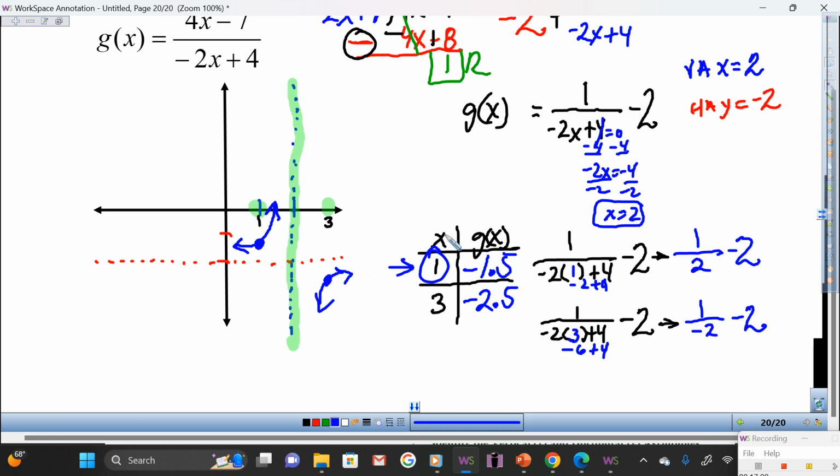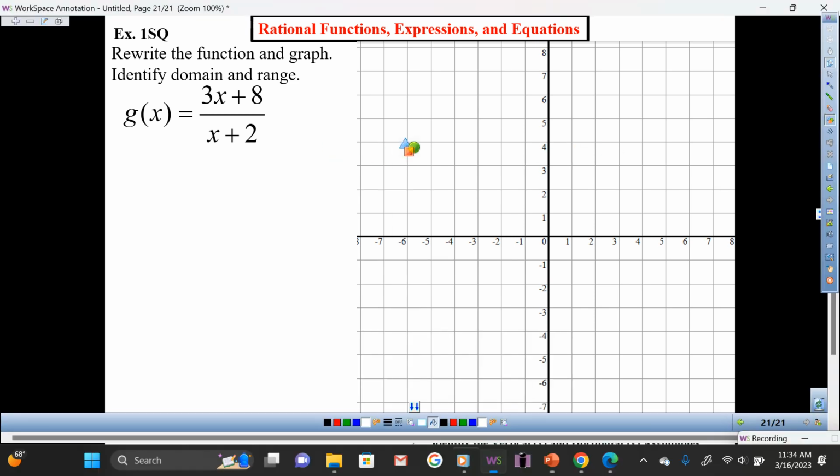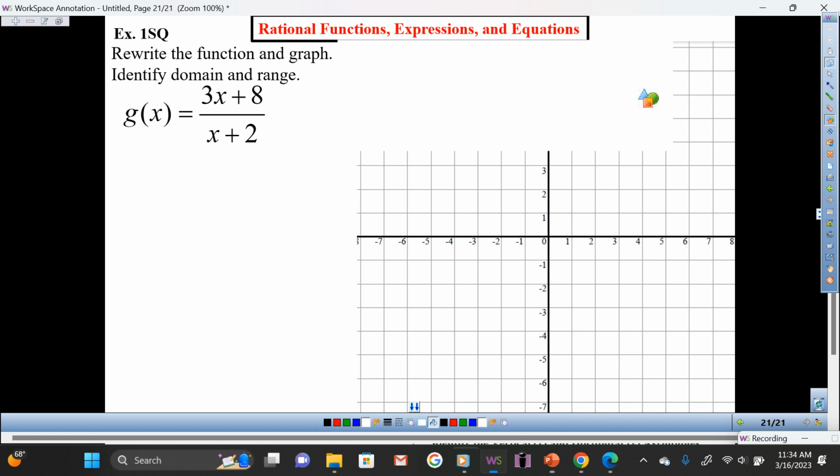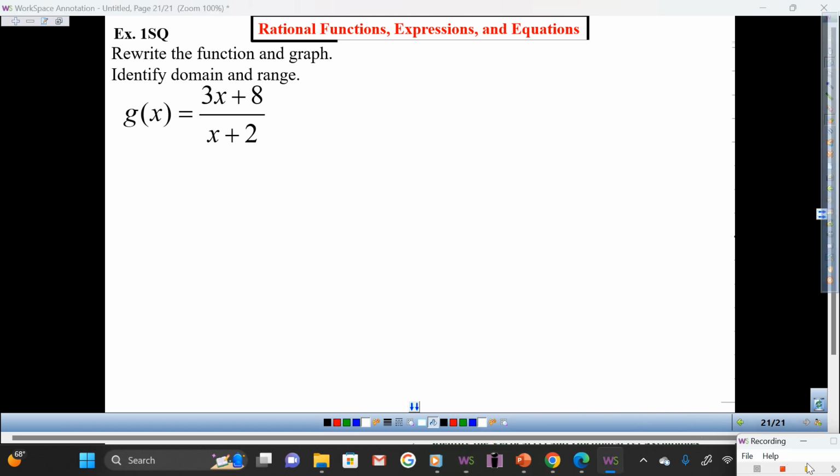Okay, let's do one more. We're not going to graph it. I just want you to rewrite the equation to the new g of x. So like that, we can have a 1 by itself on the numerator. Let's see what you get for that one. Example 1, super cube. We got g of x equals 3x plus 8 over x plus 2. All right, I'll give you a head start. Go.